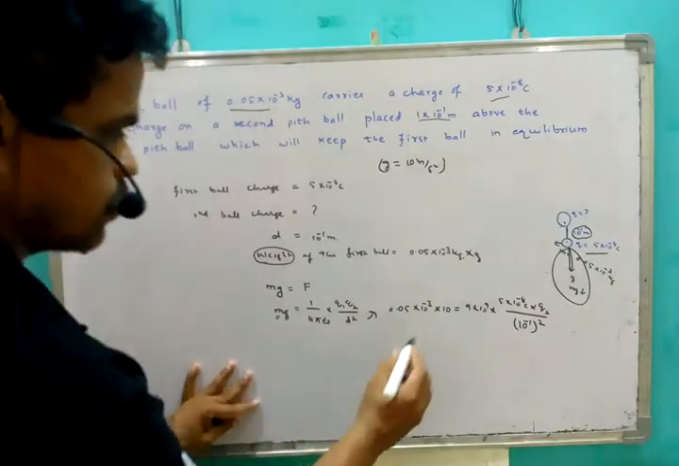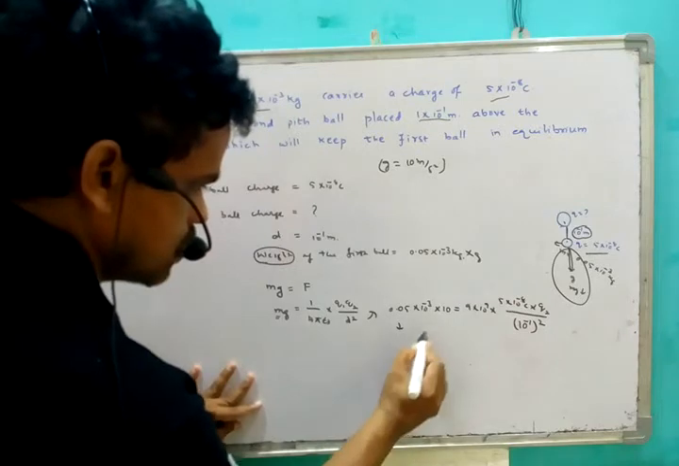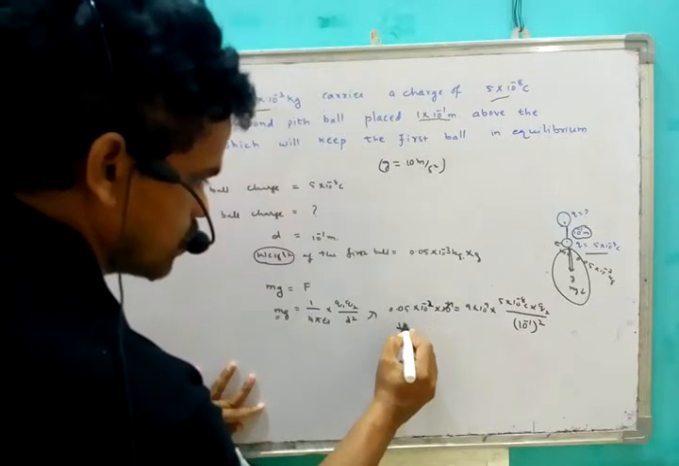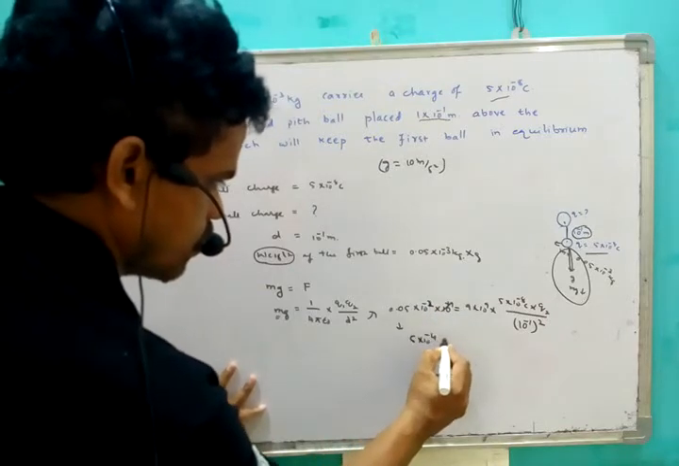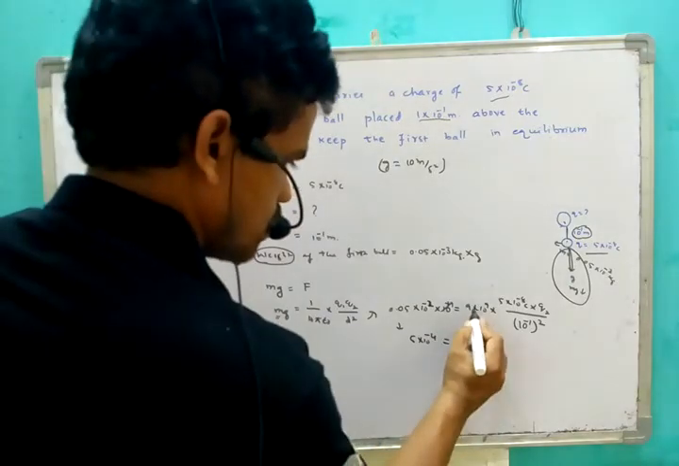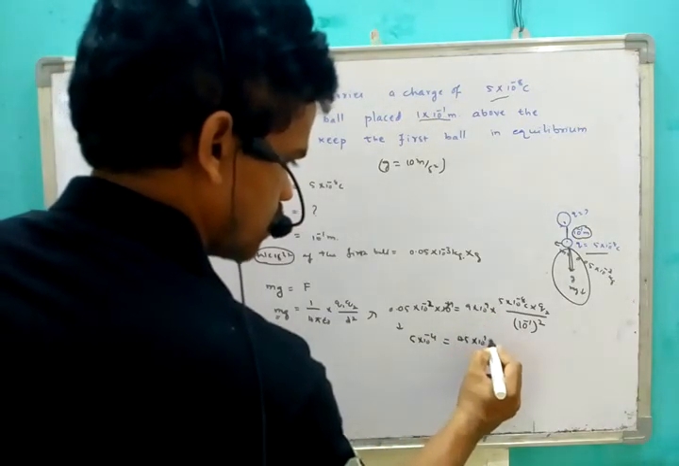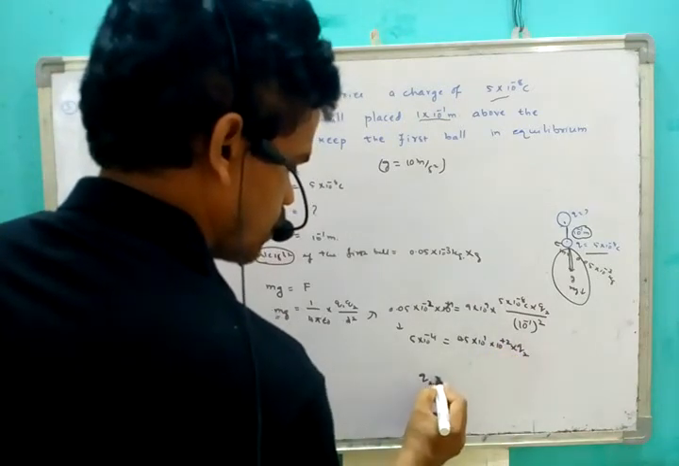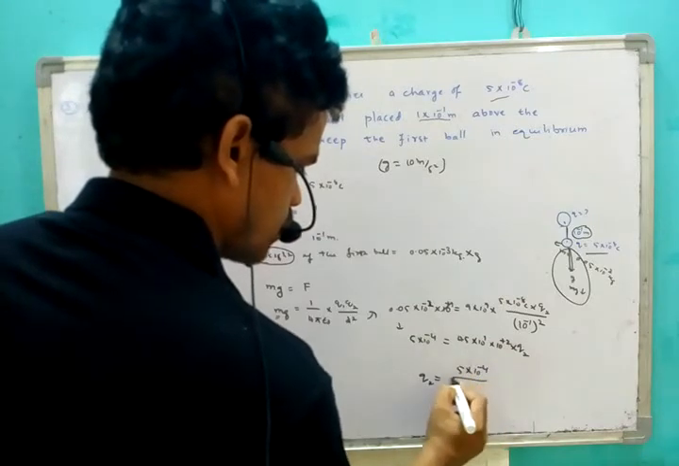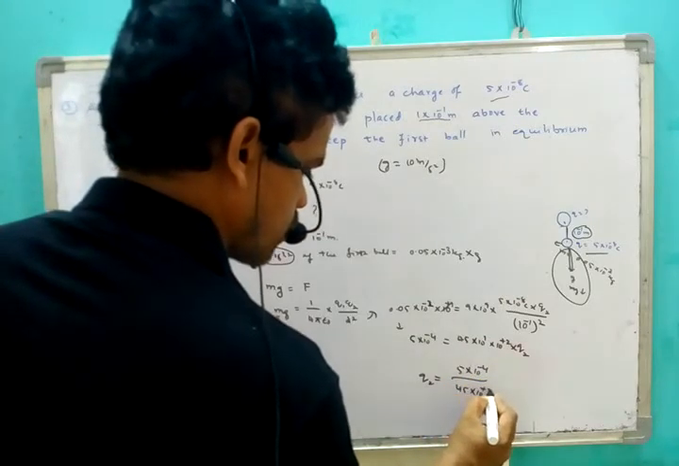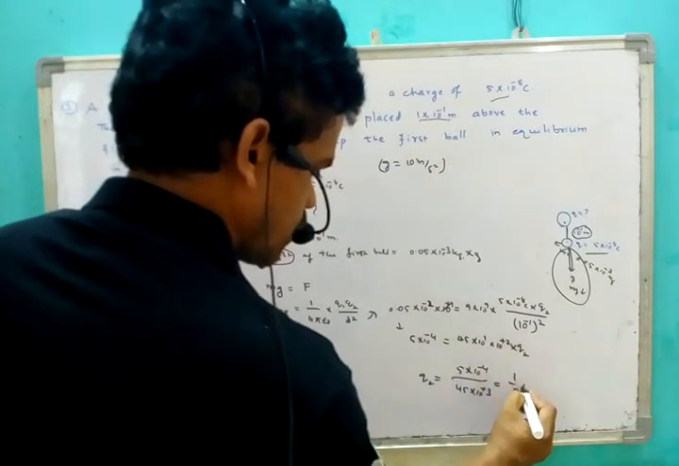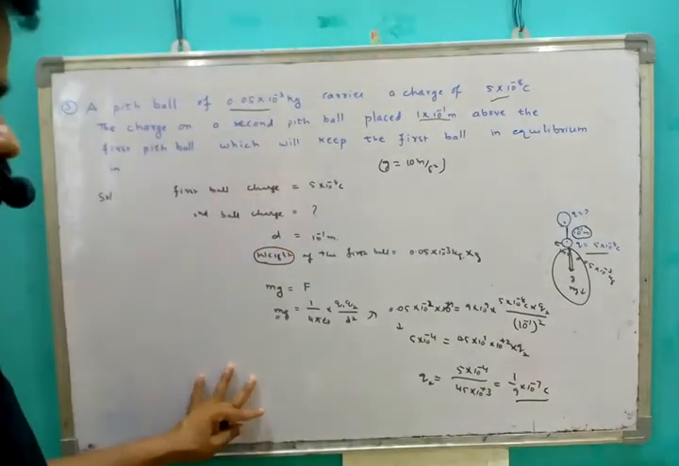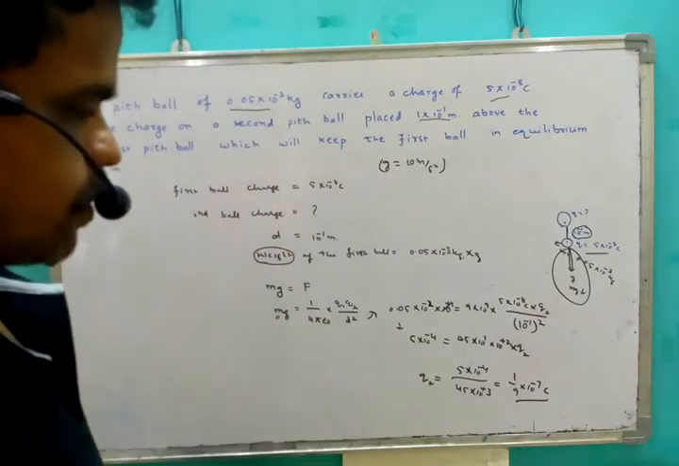From this, the next step is, 10 plus 1 minus 2, you will get 10 power minus 2, so 5 × 10^-4 equals 9 × 5 is 45 × 10^2 into q2. So q2 equals 5 × 10^-4 divided by 45 × 10^3, that is 1/9 × 10^-7 coulomb. So this value we are getting here.